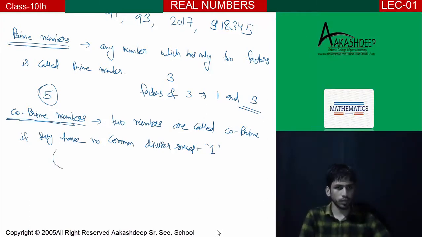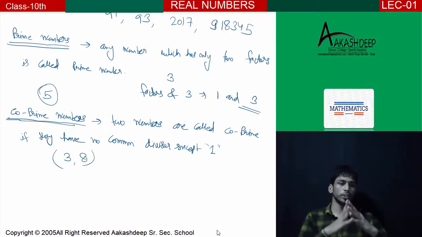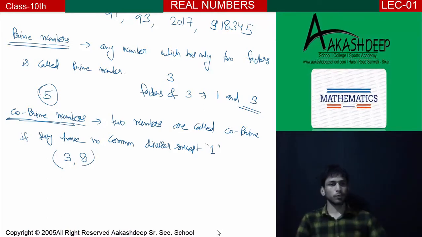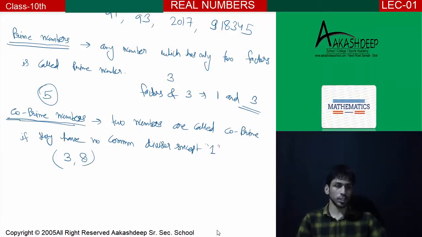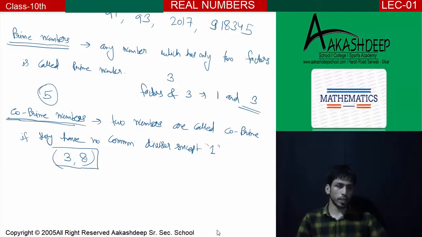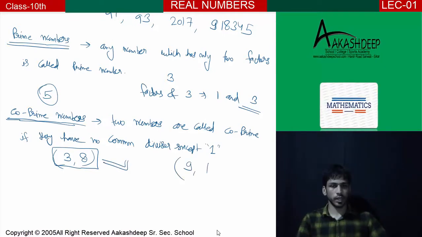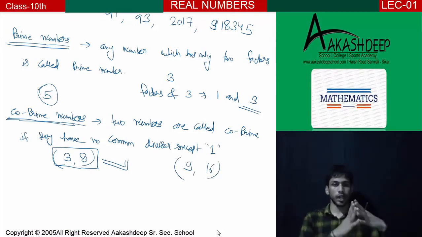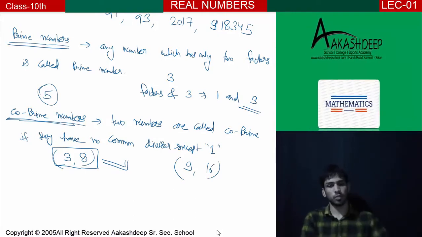Let's say if I take an example like 3 and 8, I can say 1 is the only number which can divide 3 and 8 simultaneously. Apart from 1, there is no extra number which can divide 3 and 8 simultaneously. That's why the pair 3, 8 is called co-prime numbers. And one more example, if I say 9, 16, here I can say 1 is the only number which can divide 9 and 16 simultaneously.